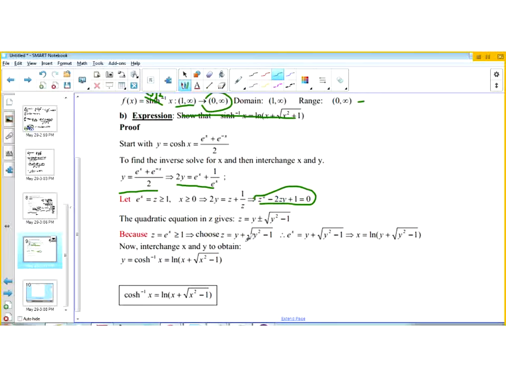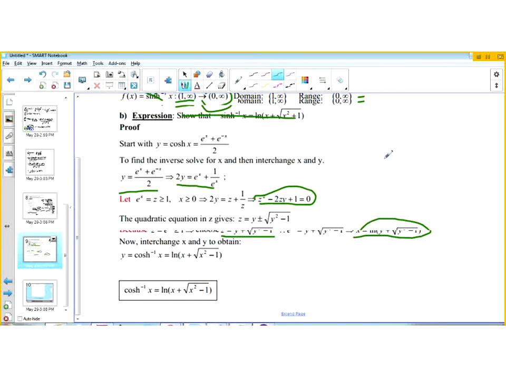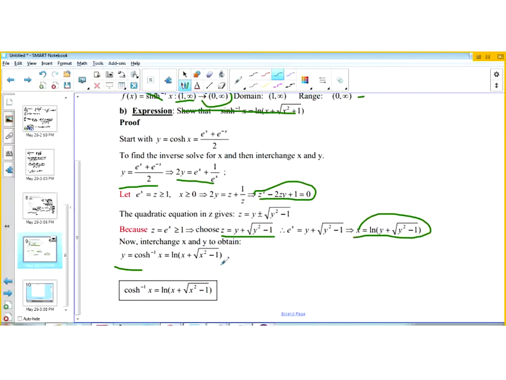Okay, we get this equation, reject the negative solution, and so z is equal to this, just like we did before, and then we solve for x. Replace z with e to the x and solve for x, and we get this expression for the natural log representation of the hyperbolic cosine function. And then if we interchange x and y, this is the expression for the inverse hyperbolic cosine function in terms of the natural log function. Okay, so that's how we calculate the inverse.